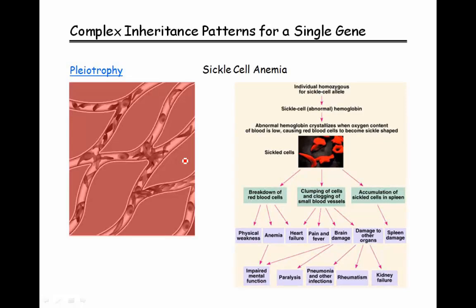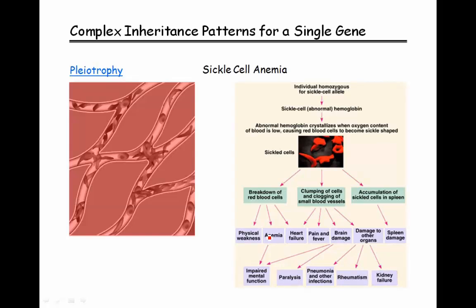But then really, if someone has sickle cell anemia, it is not so much that the blood cell looks different, but we have a lot of other things that result from that. So if you look at all of these symptoms of someone with sickle cell anemia, they can have breakdown of red blood cells, they can have anemia, heart failure, paralysis, kidney failure. So notice there's a lot of things listed there, and all of those things would be considered phenotypes of this particular gene. So when we're talking about pleiotropy, it's one gene that causes, say, a whole list of phenotypes.